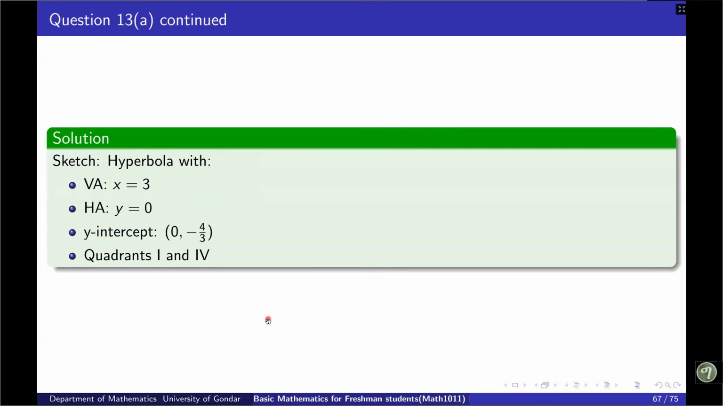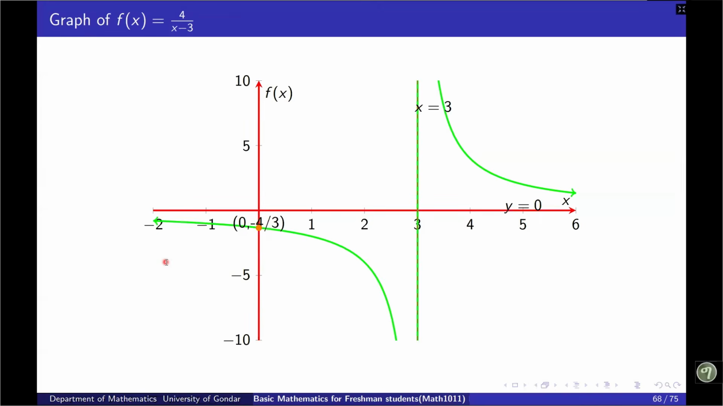And if we combine these, it is a hyperbola. The vertical asymptote is this one. The horizontal asymptote is the x-axis, which is y equal to 0. The y-intercept is (0, negative 4 over 3). The graph lies in the first, second, and fourth quadrants. Therefore, the graph looks like this.